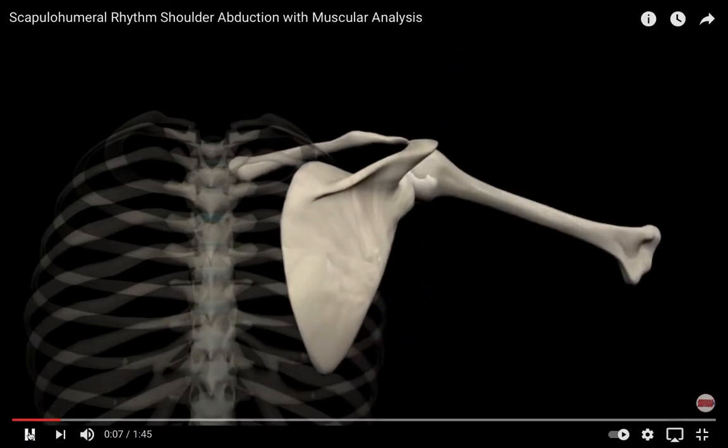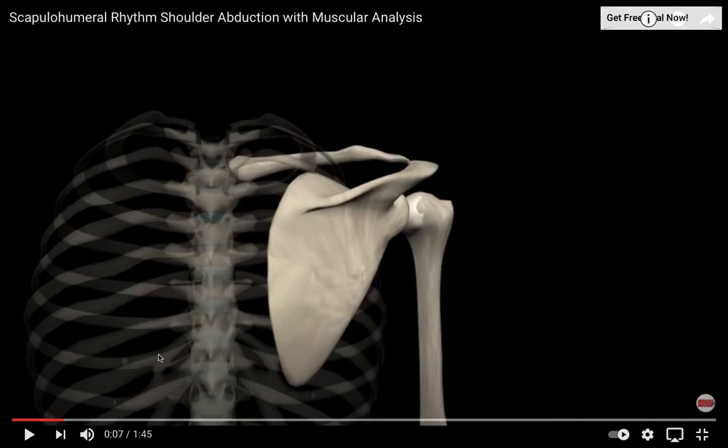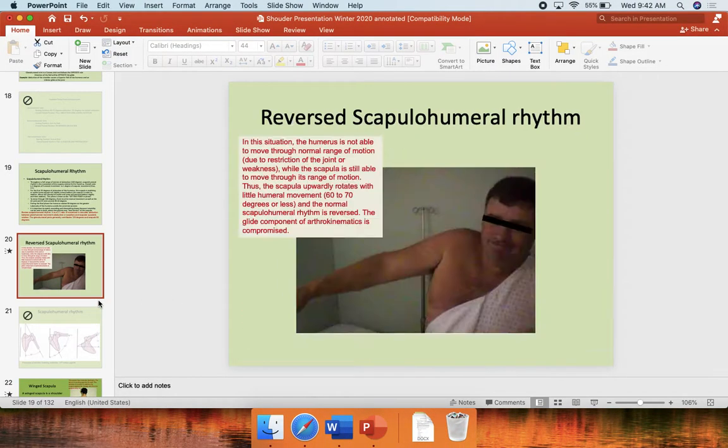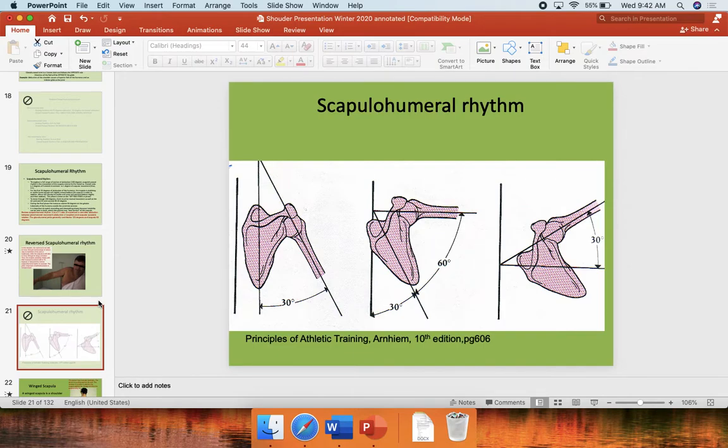And then as you come back down, same thing. So hopefully this image also helps you see that scapulohumeral rhythm that we have hopefully identified as we go through this. So that finishes up that scapulohumeral rhythm.